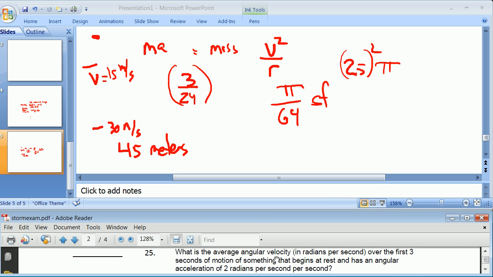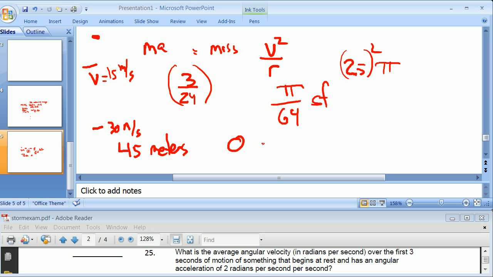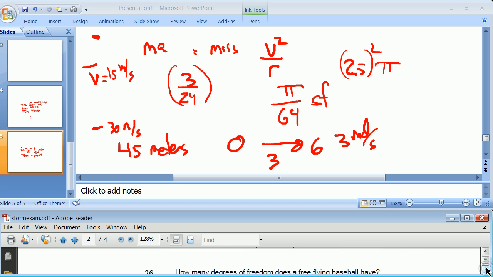The average angular velocity problem is exactly the same. It begins over 3 seconds. It goes from 0 up to 6. Therefore, its average was 3. It was traveling for 3 seconds, but its average velocity is 3 radians per second. So that is a question of velocity, not necessarily angular displacement.